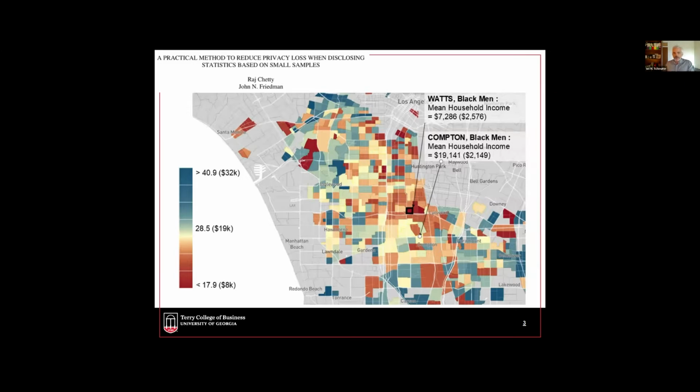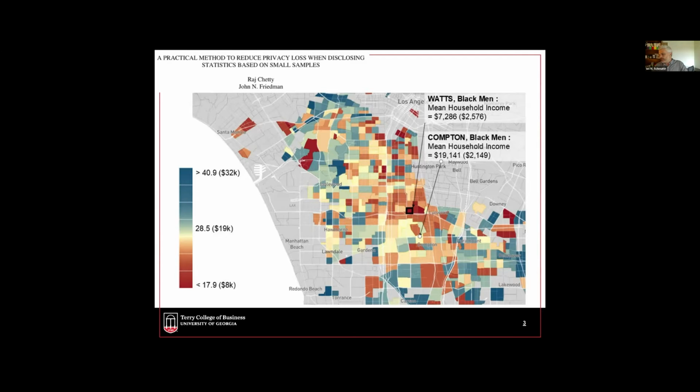So I want to start first by talking about the protection system that was used for the Opportunity Atlas data. This is a paper that I mentioned in the first talk by Raj Chetty and John Friedman, which describes the method that they used to get the Census Bureau to be willing to release these data. So if you're not familiar with them, these are data that provide information on social mobility outcomes for individuals who are in their 30s right now, based on the characteristics of the households that they grew up in.